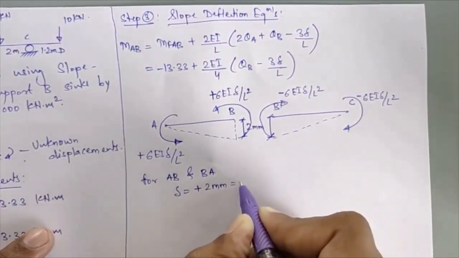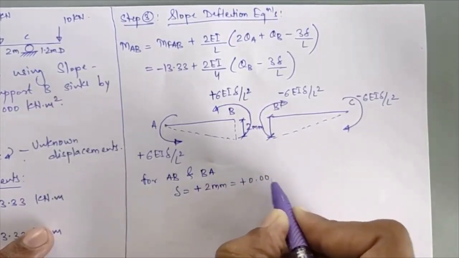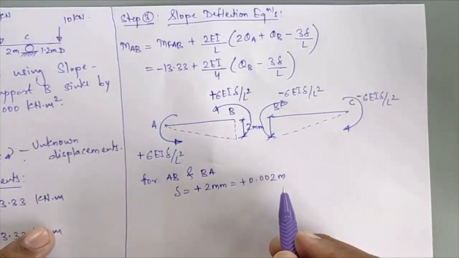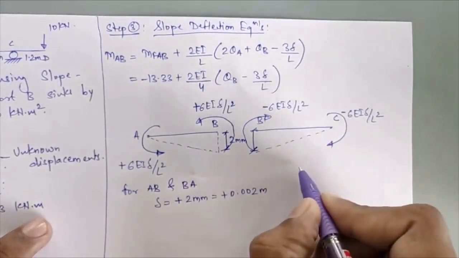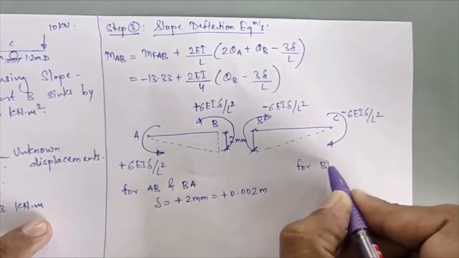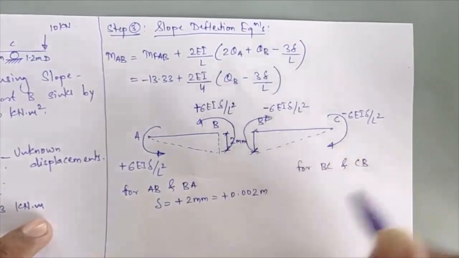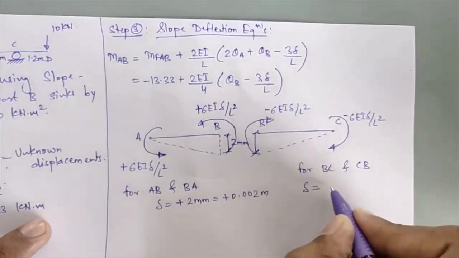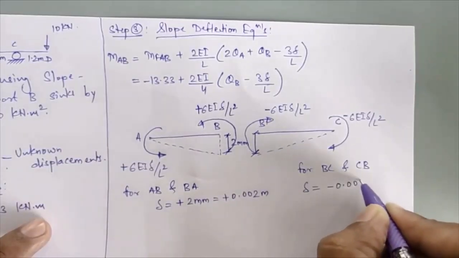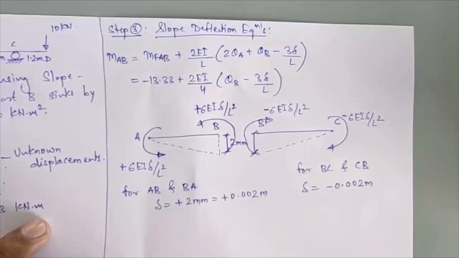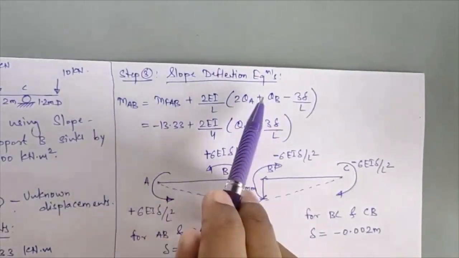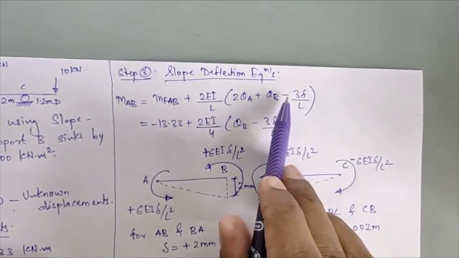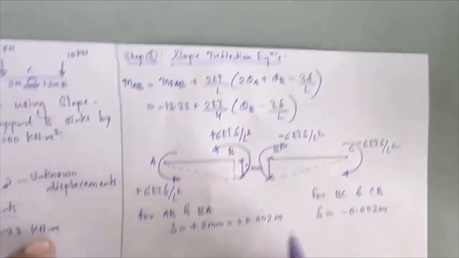That is equal to plus 0.002 meters. Or you can take 2 into 10 raised to minus 3 also. And in the same way this is for BC and CB. This delta value will remain negative in nature, that is minus 0.002 meters over there. That is why, while plotting this slope deflection equation, I have considered the plus or minus sign over there. So how we have to take that plus and minus sign, that is this concept over there.